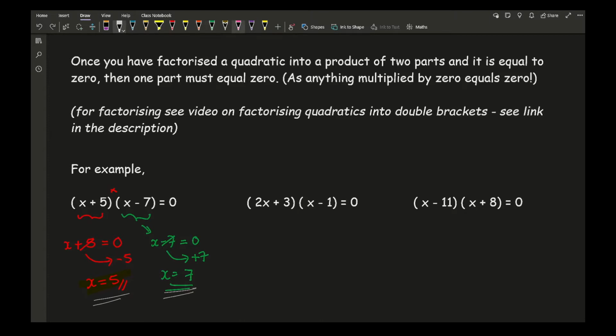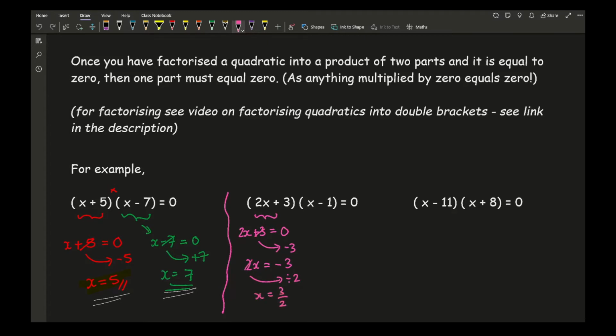Now moving on to another example. So here, again, we've split it up into two parts. So one part is 2x plus 3, so I've got 2x plus 3 equals 0. So I take the 3 over first, so then that becomes 2x equals minus 3. And I take the 2 over, and that cancels that, so I've got x equals minus 3 over 2.